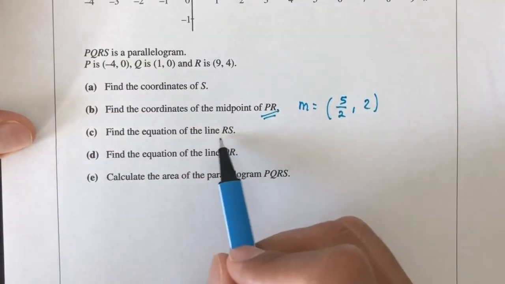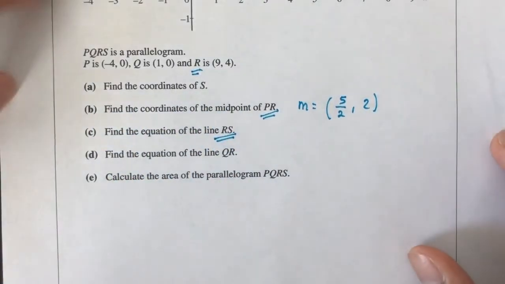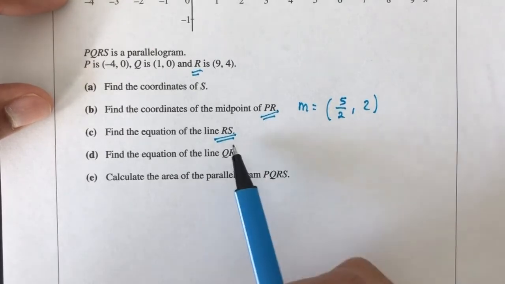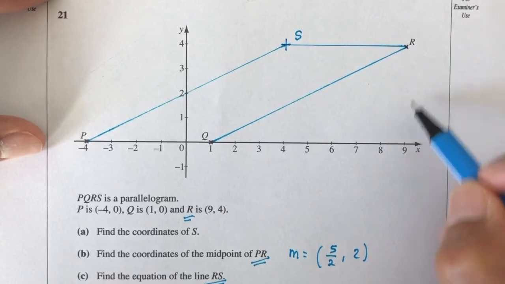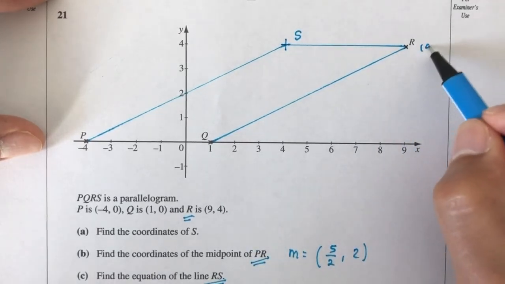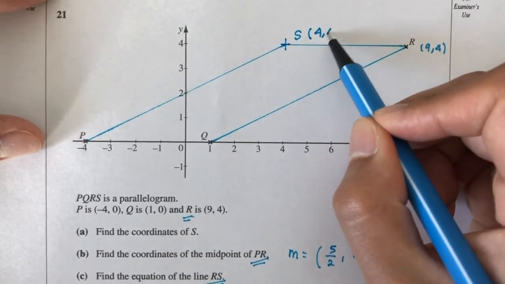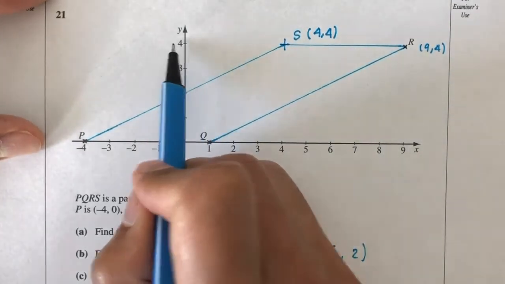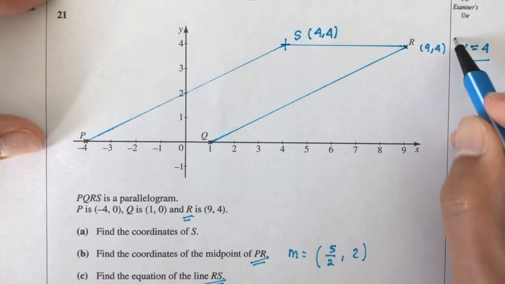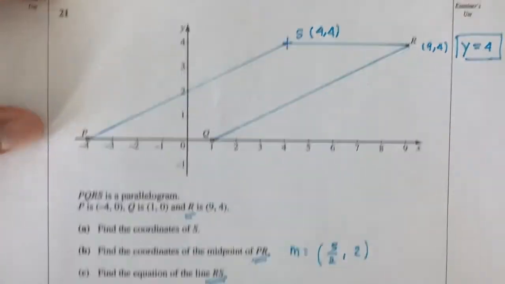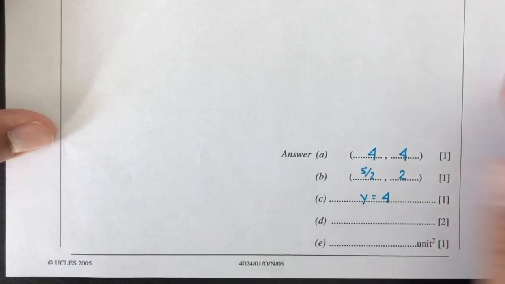Now find the equation of the line SR. So R is this point, R is the point 9, 4, and S is the point 4, 4. As you can see, they are actually a straight line, so the equation will be y equal to 4. It is a horizontal line, so pretty easy. Part C will be y equal to 4.